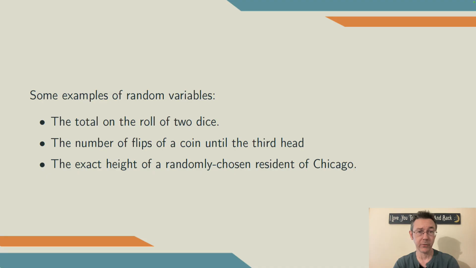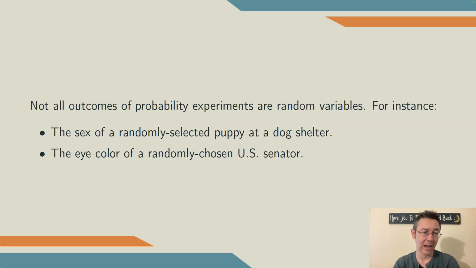A few examples of random variables: the total on the roll of 2 dice, the number of flips of a coin until you get the third head, the exact height of a randomly chosen resident of Chicago.